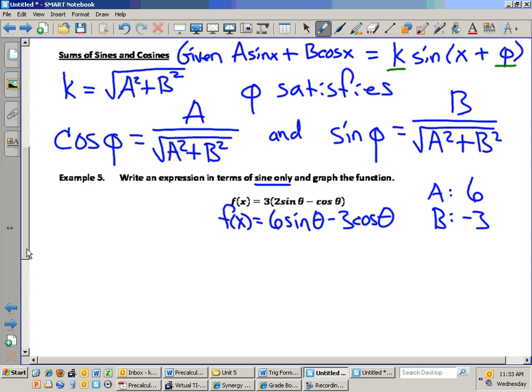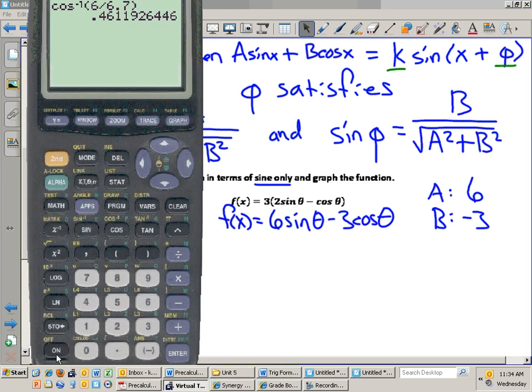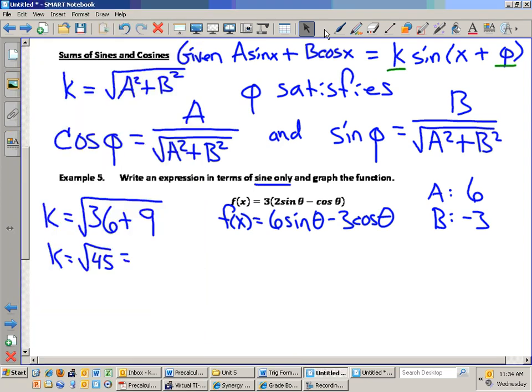So let's do that. K is equal to the square root of a squared. What's a squared? 36. Plus, what's b squared? 9. So k is equal to the square root of 45. We'll write it as a decimal. Square root of 45, 6.7.